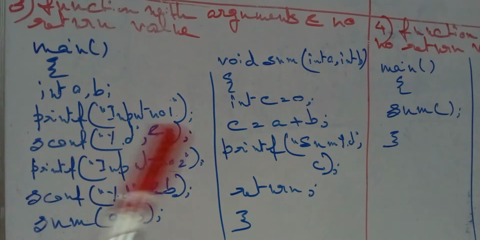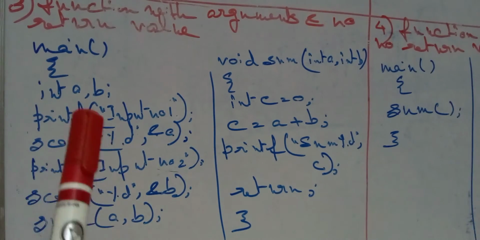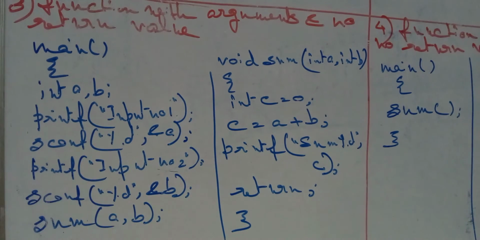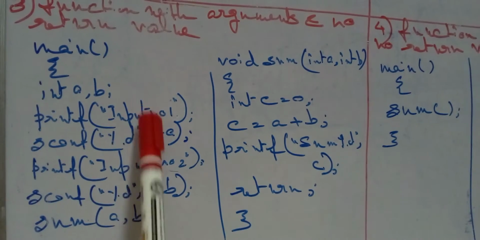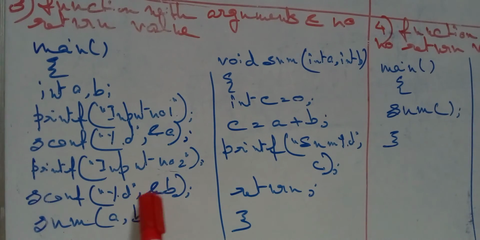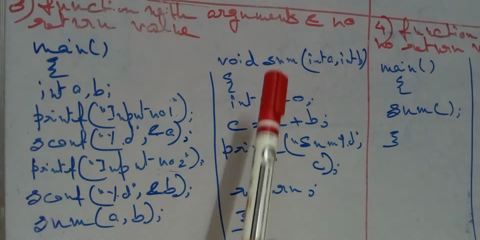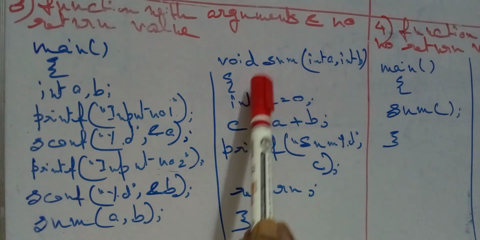This is another category of function which is passing arguments, but it's not returning any value. So here I have taken again two numbers, number 1, number 2. These are inputted and the sum function is called with parameters. Here is the function declaration, sum.